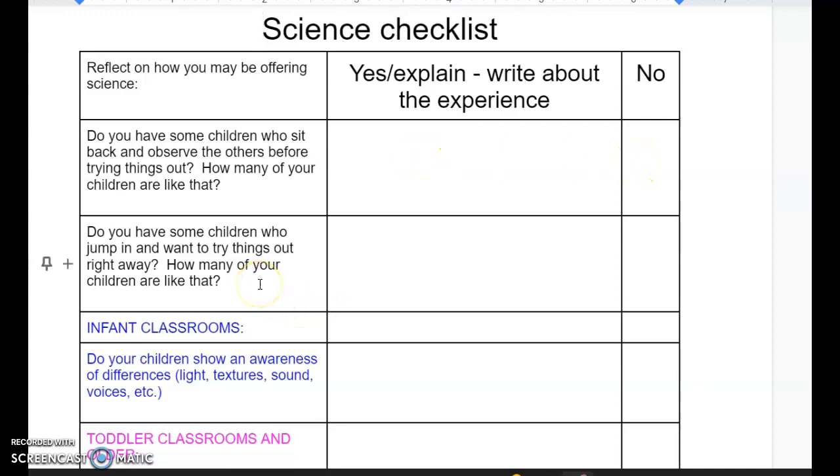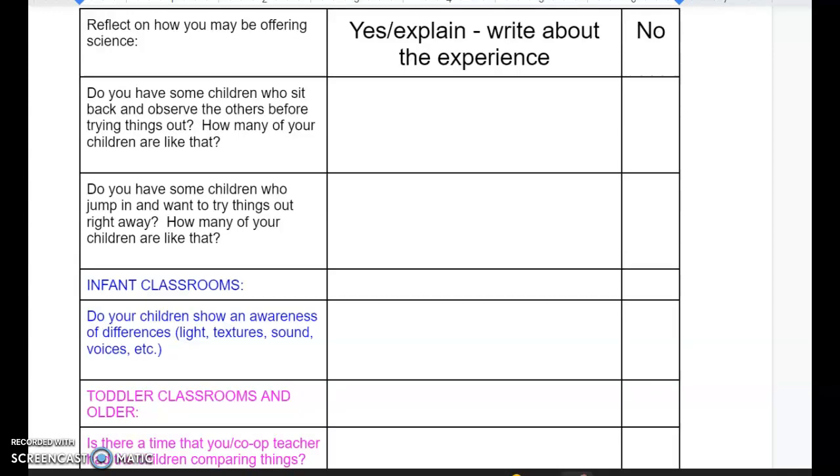Do you have some children who jump in right away and want to try things out? Again, I'm looking at personalities, because that's going to determine whether kids are going to try something new right away. Are they more of an observer? Again, I'm wanting you to get to know the kids, to observe and understand what's happening in your classroom. So talk to me a little bit about that.